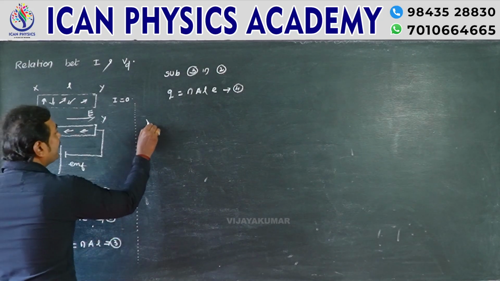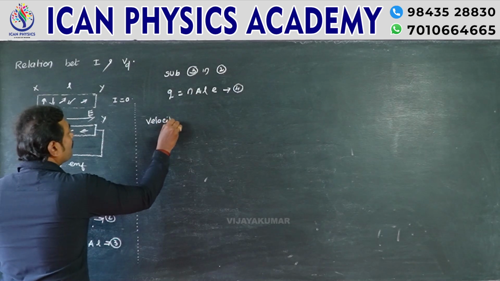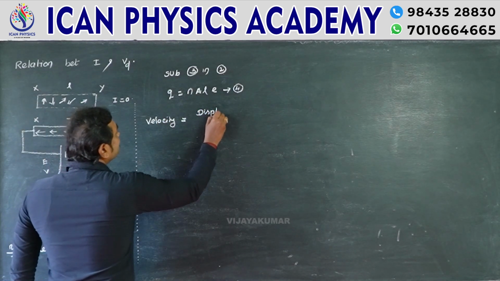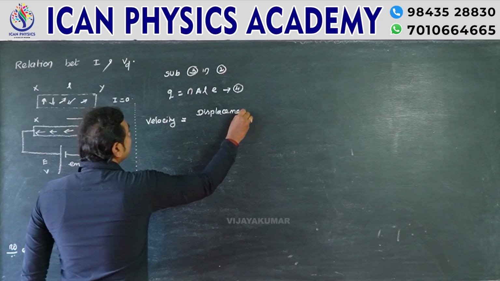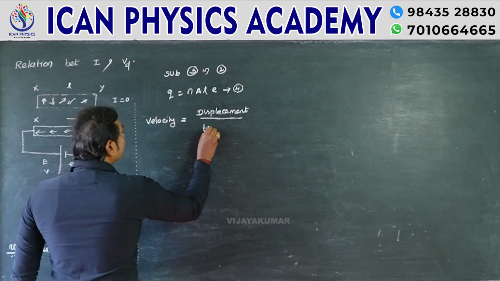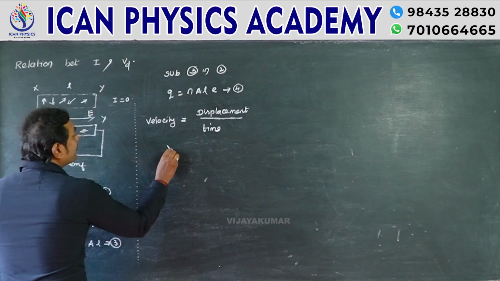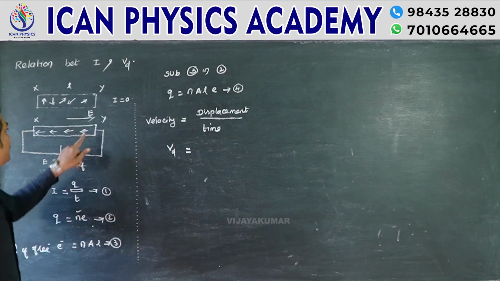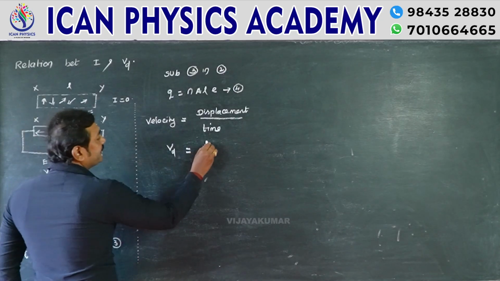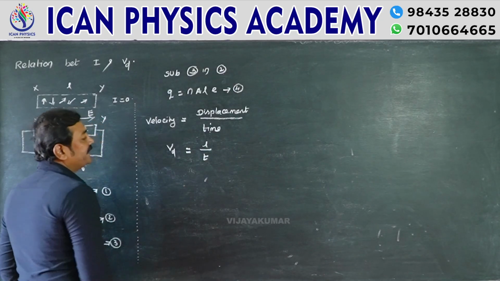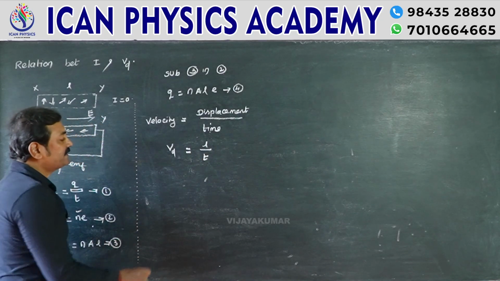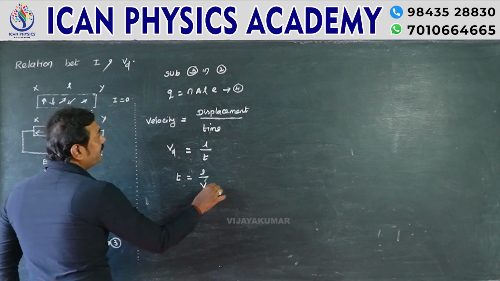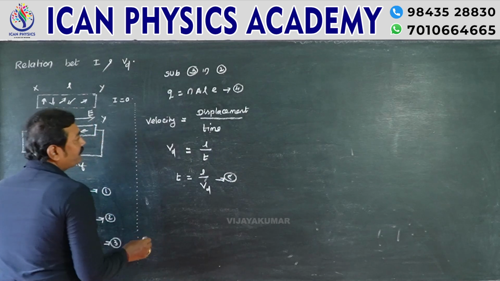For that, I am going to take velocity. So what is velocity? Velocity is displacement by time. Here the velocity is taken as the drift velocity, the displacement is the length of the conductor L, and the time taken is T. The division by T comes across as multiplication. So T equal to L by VD. Now it's taken as equation number 5.